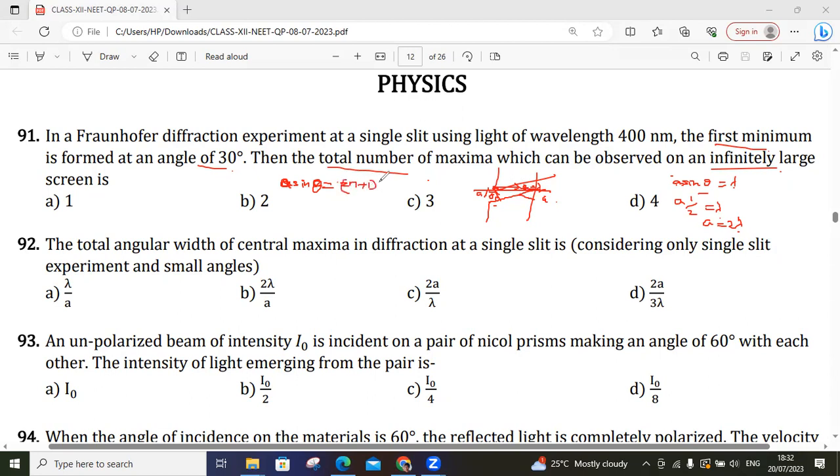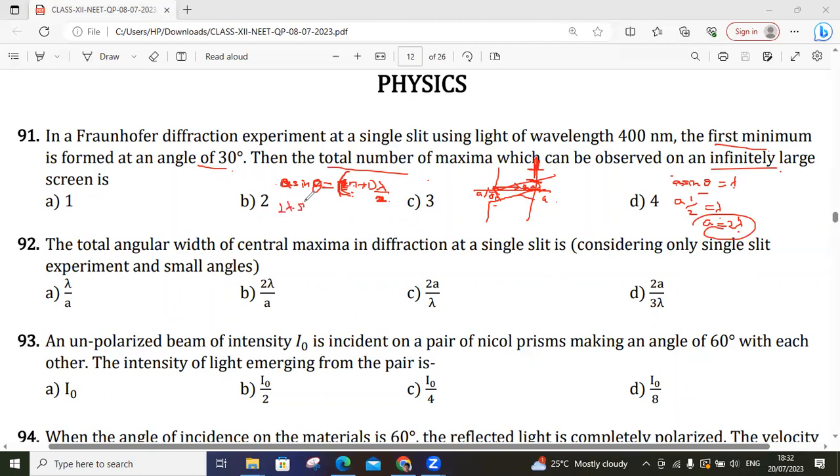First minima comes at a sin theta equal to lambda. First bright fringe comes at a sin theta equal to 3 lambda by 2. So n equal to 1, it should be 3 lambda by 2. So 2n plus 1, that is n equal to 1, 2 plus 1 is 3, 3 lambda by 2, correct? So what will you get here? a is equal to 2 lambda, right? a is equal to 2 lambda we got.